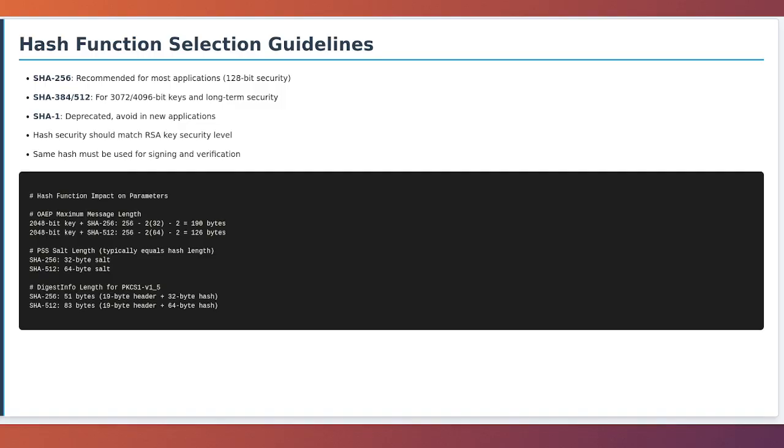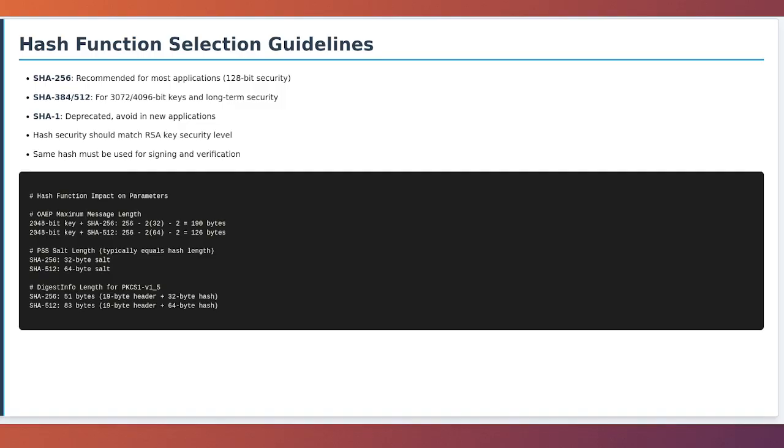SHA-1 should be avoided for new applications. While RFC 8017 includes SHA-1 for backwards compatibility, practical collision attacks against SHA-1 have been demonstrated. Using SHA-1 for signatures could allow attackers to create different messages with the same signature. Some older systems still require SHA-1 for compatibility, but you should plan to migrate away from it.